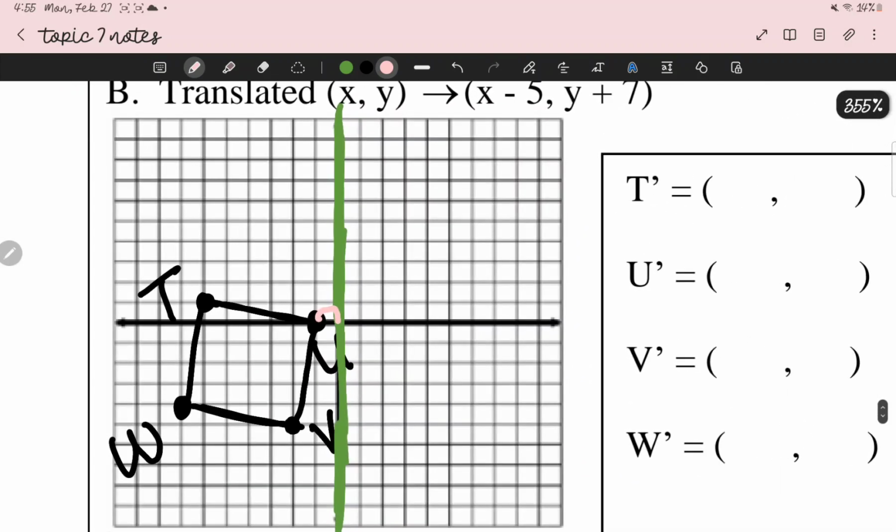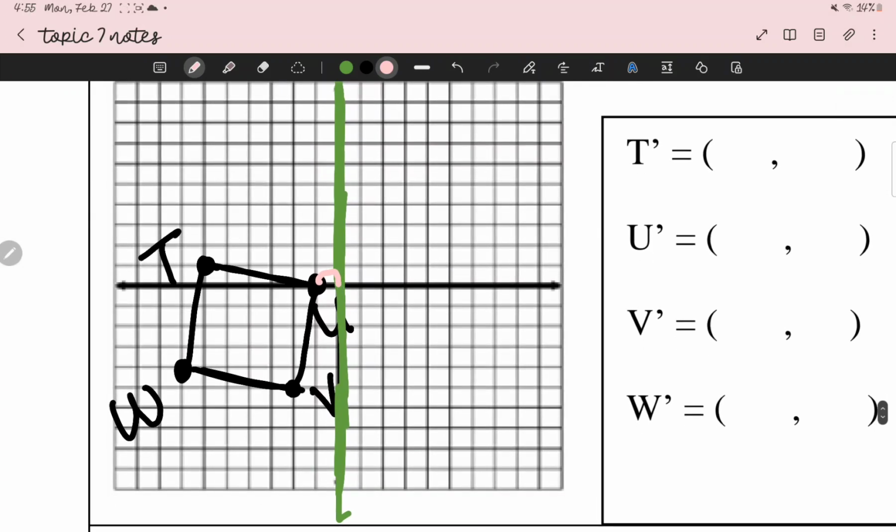I'm going to make that a little bigger. It's exactly 1 unit away. So I'm going to have 1 unit on the other side as well. That's going to be my new location for point U. So U prime is right there. Okay, and if you wanted to, we can write what that is. That's the point (1, 0).